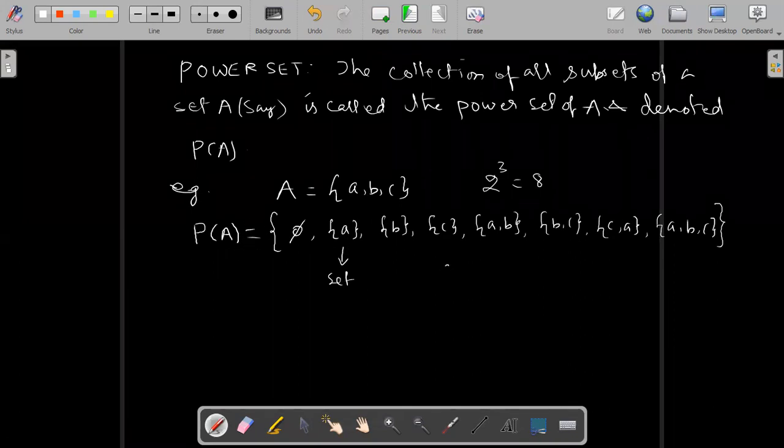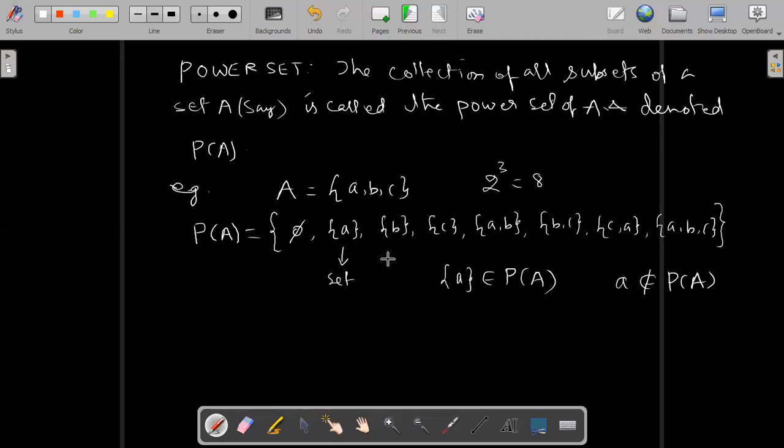Here we can say that always sets belong to the power set. If I write a belongs to the power set, that will be wrong. a does not belong to the power set. An element will not belong to the power set. Sets will belong to the power set. So it's very simple. How many elements will be in the power set? 2 raised to power n. And how to write this? You can write it like this.